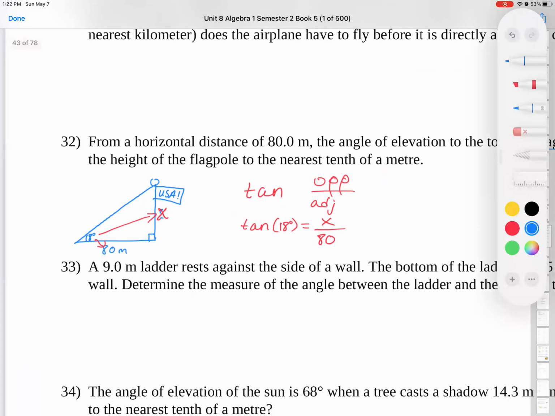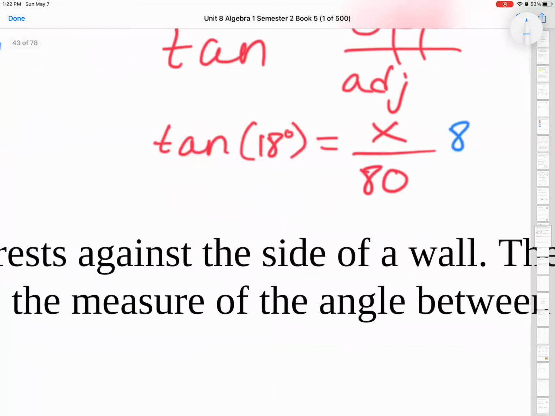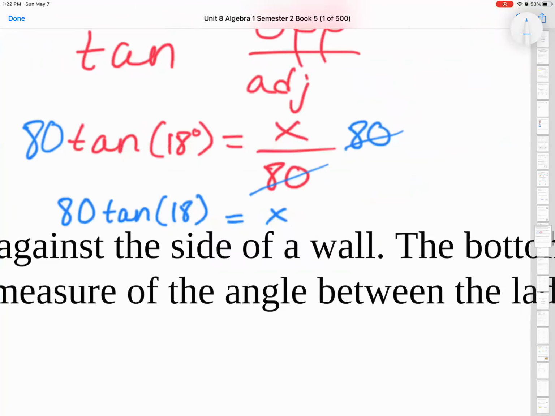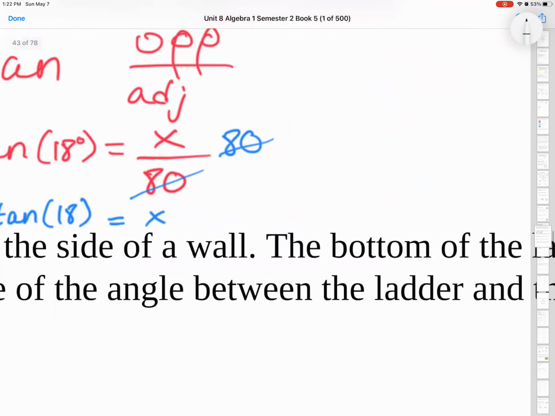We're going to go into step 3, which is solving. So to do that, we're going to multiply both sides by 80. These cancel. X is all alone equals 80 tan of 18. Throw that into the calculator. And so we see that X comes out to be 26 meters. So the height of that flagpole is 26 meters.